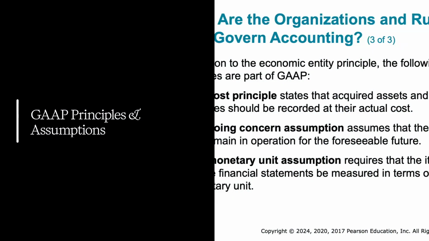So, in addition to economic entity principles, the following principles are part of GAAP. The cost principle. So, what is the cost principle? The cost principle states that acquired assets and services should be recorded at their actual cost. There's a couple of reasons we do this. The reason for the cost principle is we want to know what we paid for things. That way, if we end up selling them or we end up losing them or they end up going bad, we know how much to write off in cost, right?